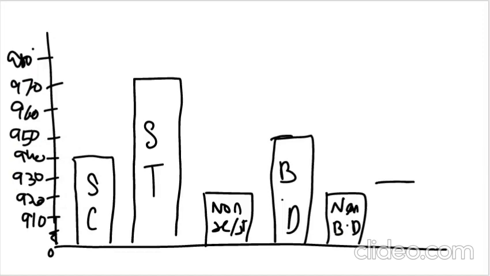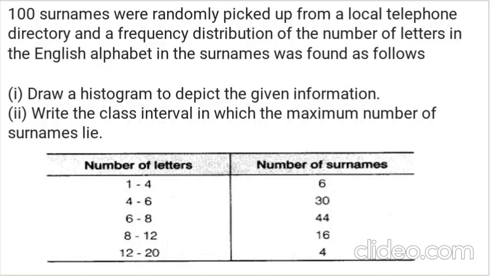Rural is 930 and urban is 910. So this becomes your bar graph for the given data. Now moving towards the next question, last question here.